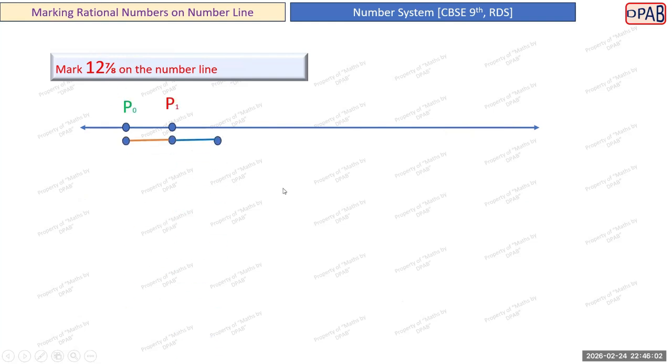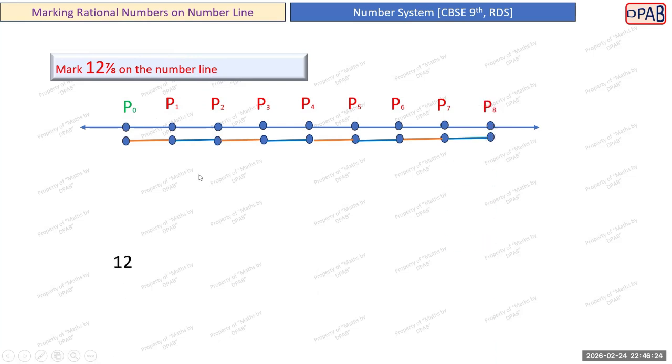Keep the pointer of the compass at P0 and bring it to a width with your pencil point at P1. Okay, keep on interchanging the position from P1 to P2, P2 to P3, like this, keep on making this up to how many points you have to make? P8. So this is how it is being done.